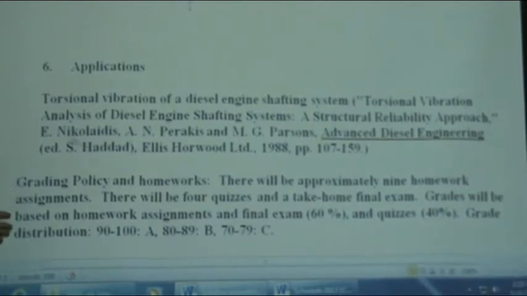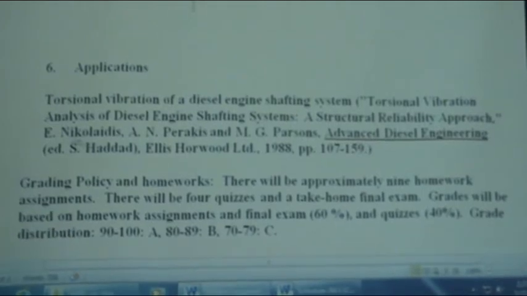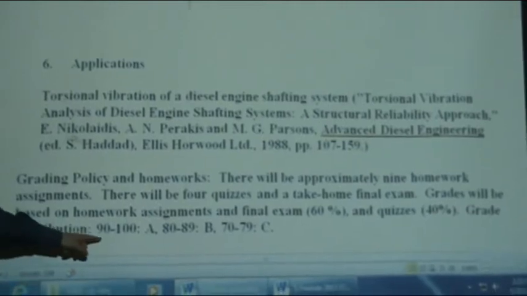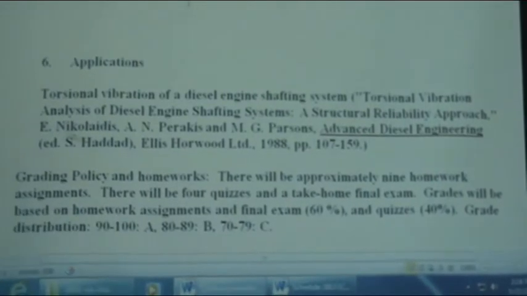This is the grading policy. There'll be typically 9 homework assignments. There'll be 4 quizzes, and a take-home final exam. And this is how your grade will be derived. Homework assignments and the final exam count total 60% and the quizzes 40%. And here is the correspondence between the numerical score and your letter grade.